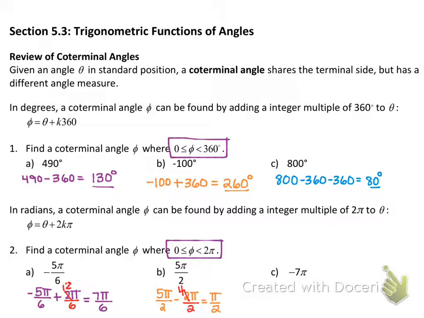And then this last one, negative 7 pi is too small, but it's actually 4 times too small. So if you take negative 7 pi and you add 2 pi to it, that gives you negative 5 pi, too small. Add another one, negative 3 pi, too small. Add another, negative pi, too small. Add another, and we actually get pi, which is in between 0 and 2 pi.